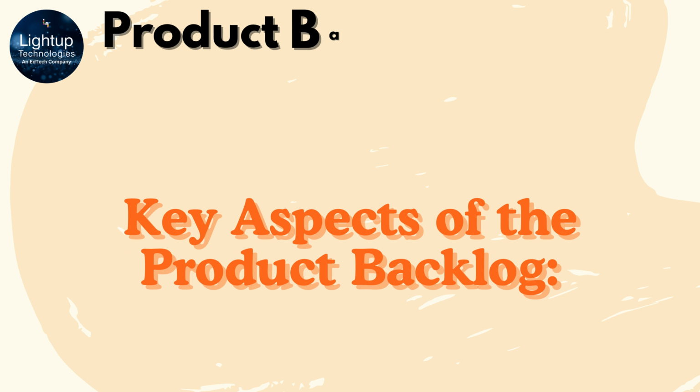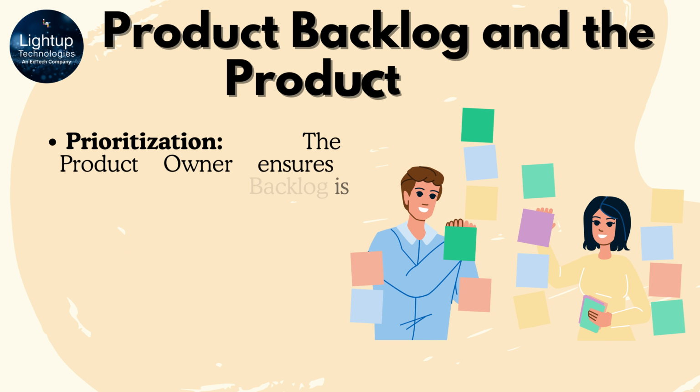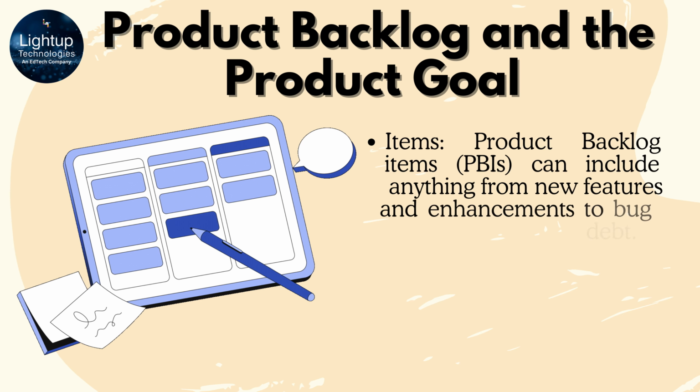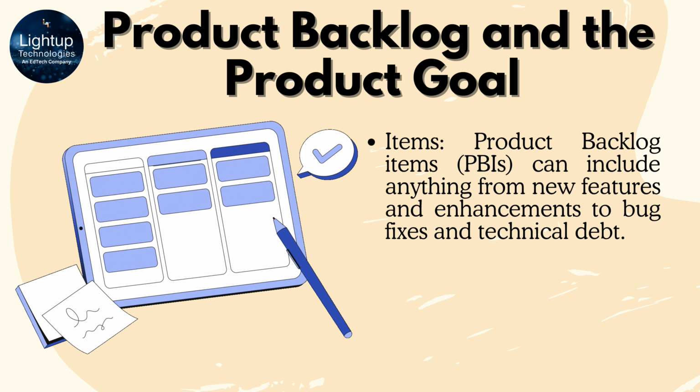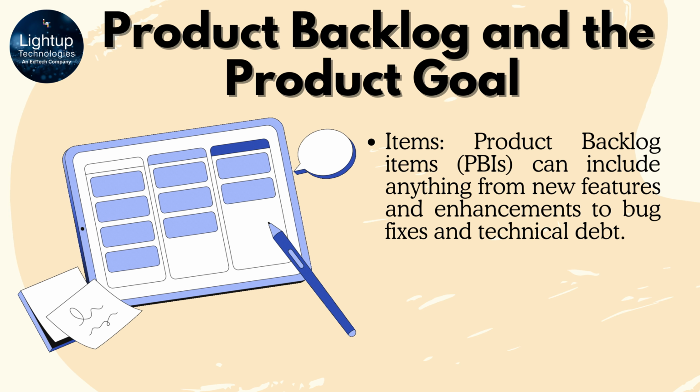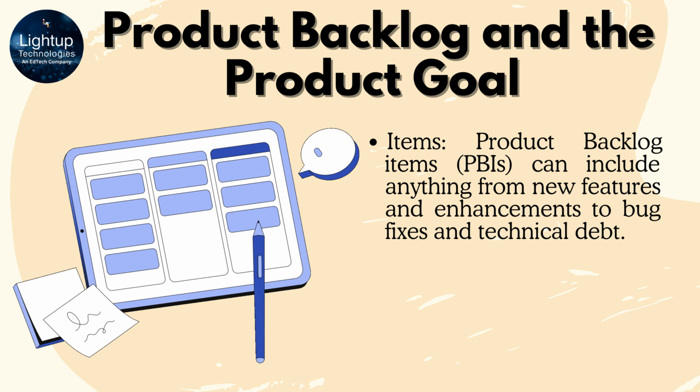Key aspects of the product backlog. Prioritization. The product owner ensures that the product backlog is prioritized based on business value and dependencies. The most important and highest value items should be at the top of the list. Items: product backlog items, PBIs, can include anything from new features and enhancements to bug fixes and technical debt.